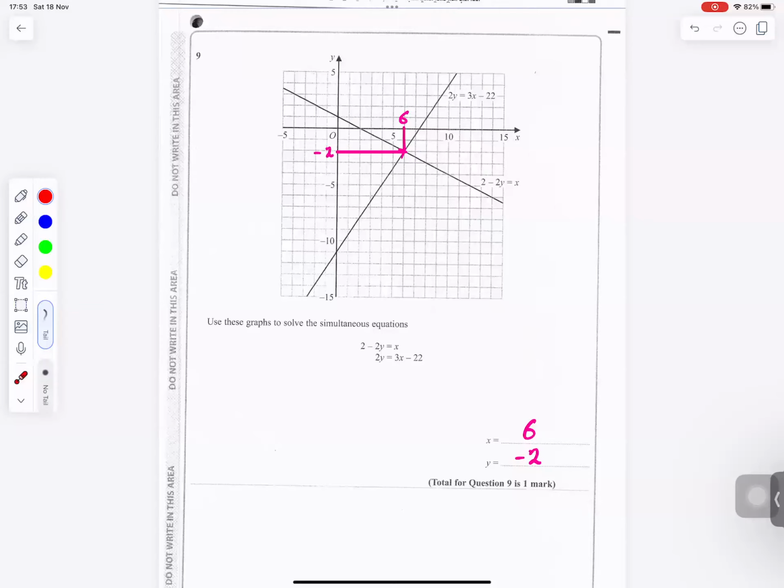Use this graph to solve the simultaneous equations. The two lines, you want to find where they meet. The two lines meet at that point there. So x will be 6 and y will be -2.